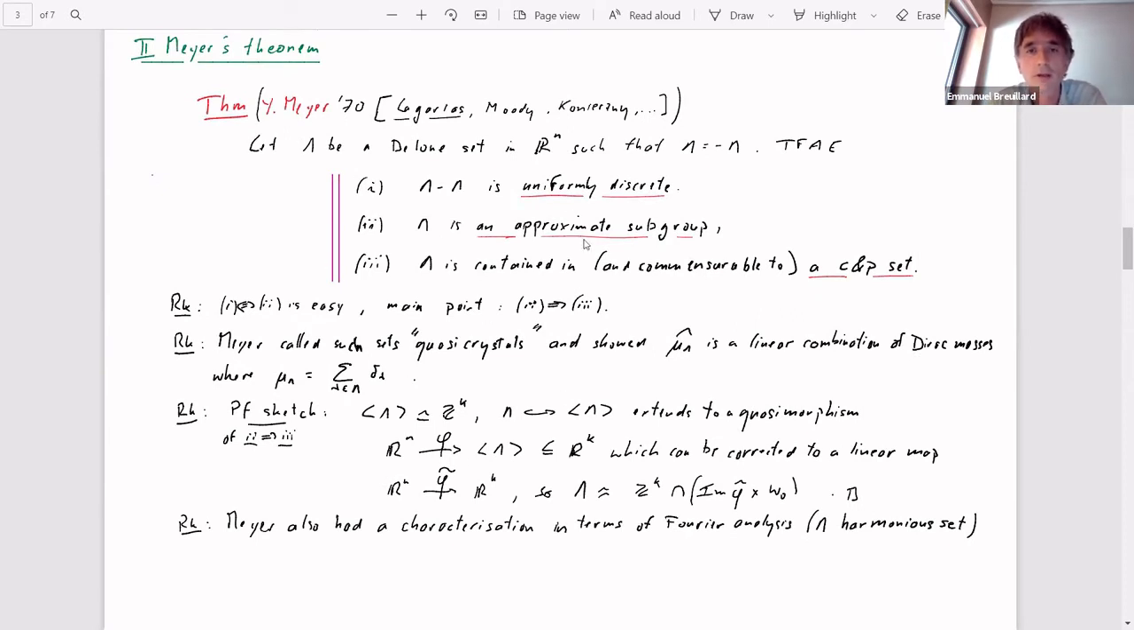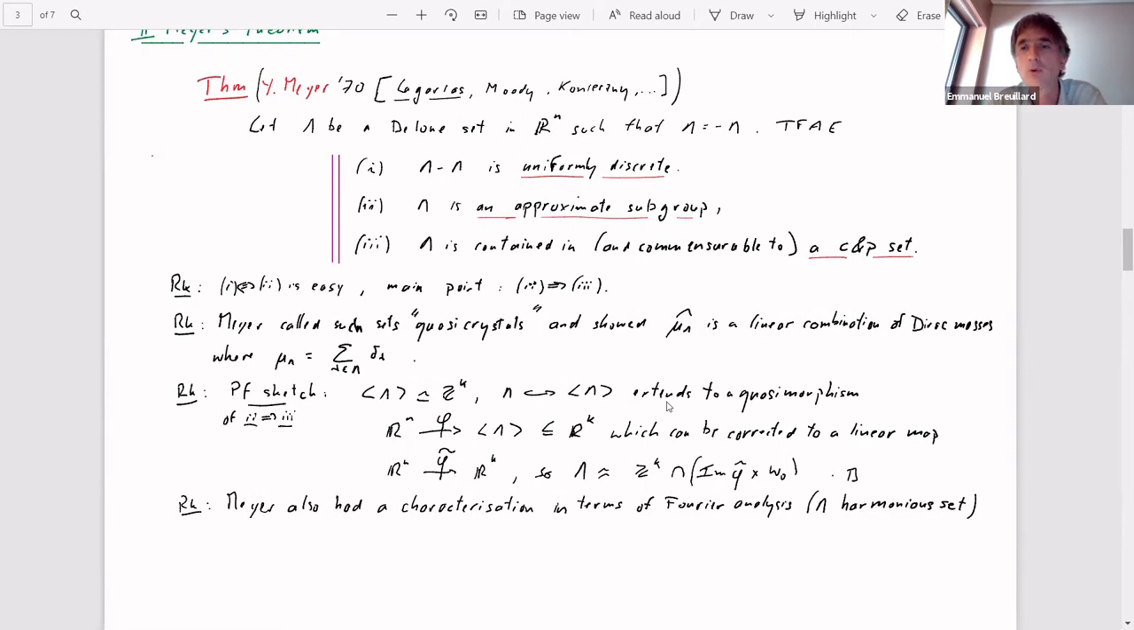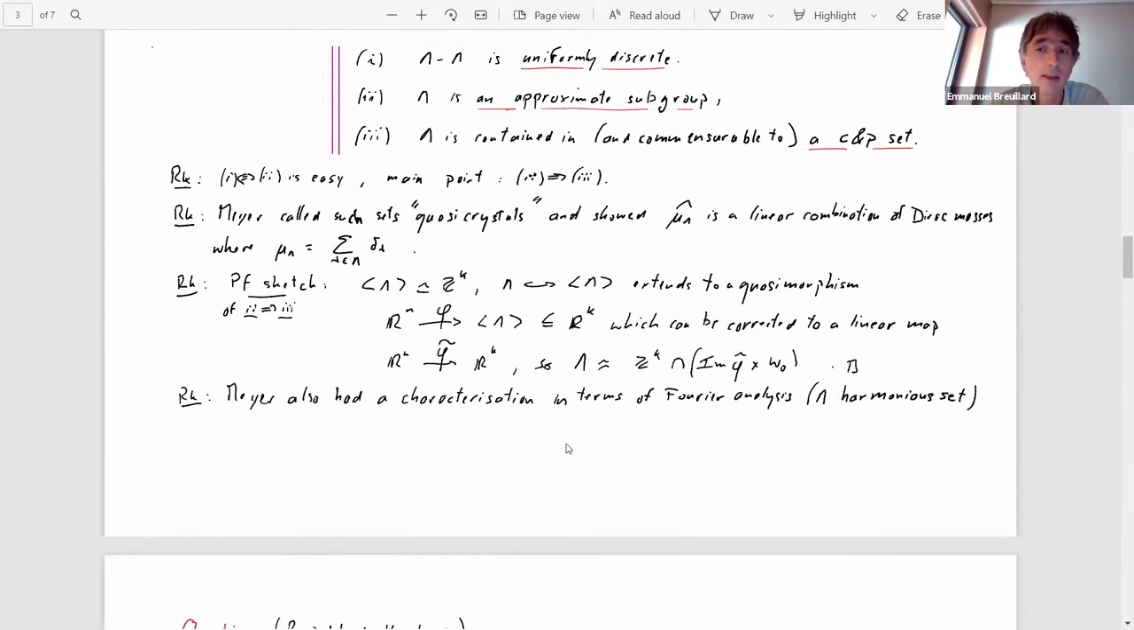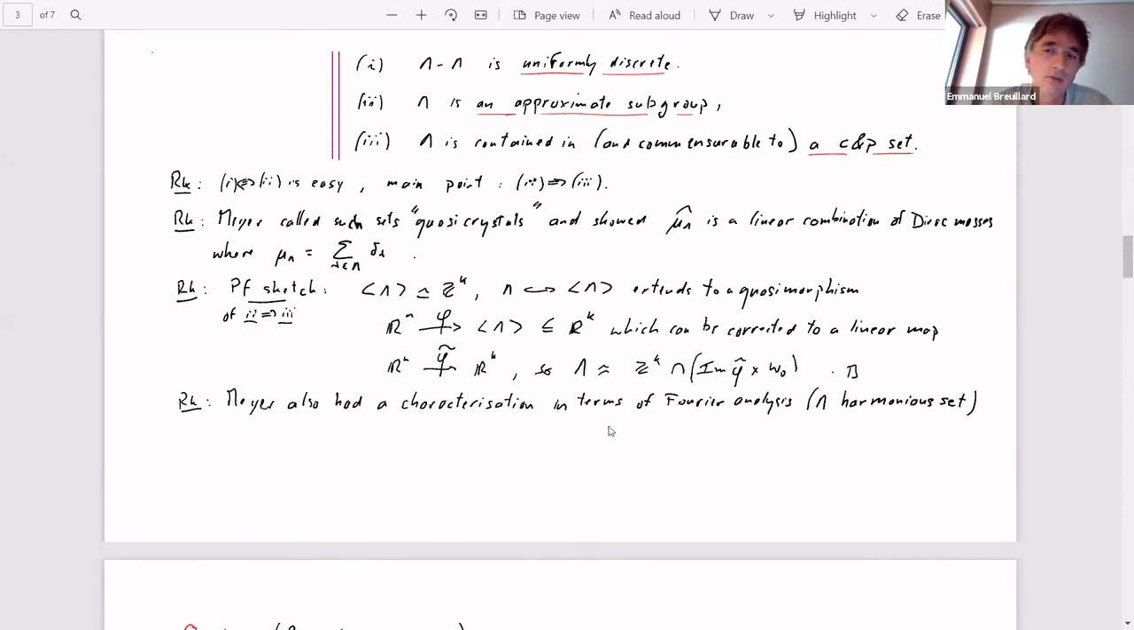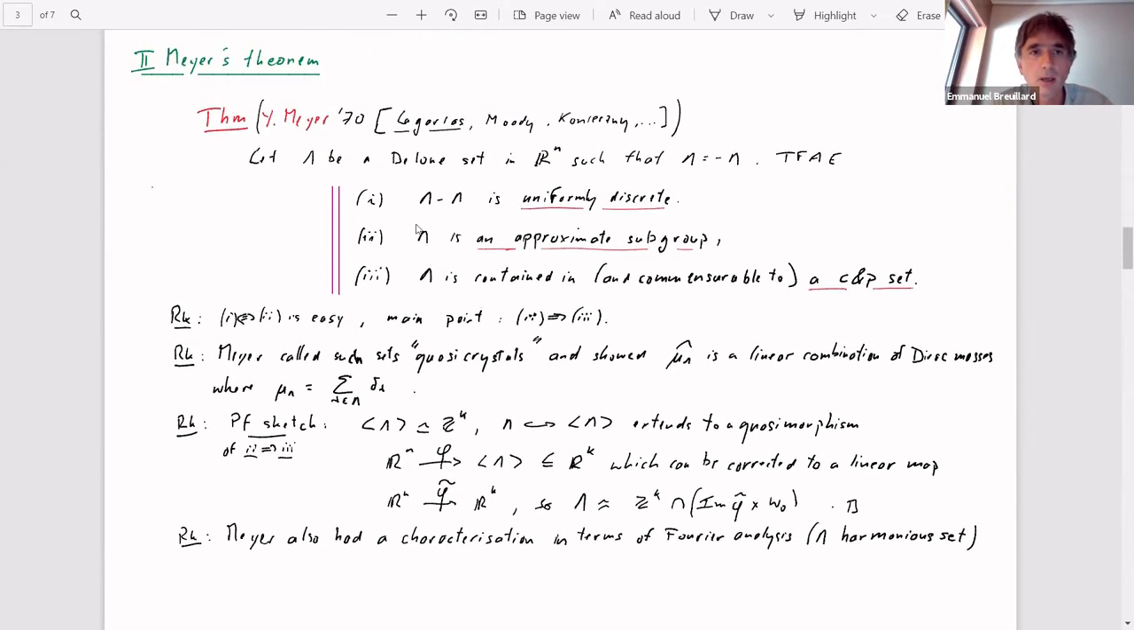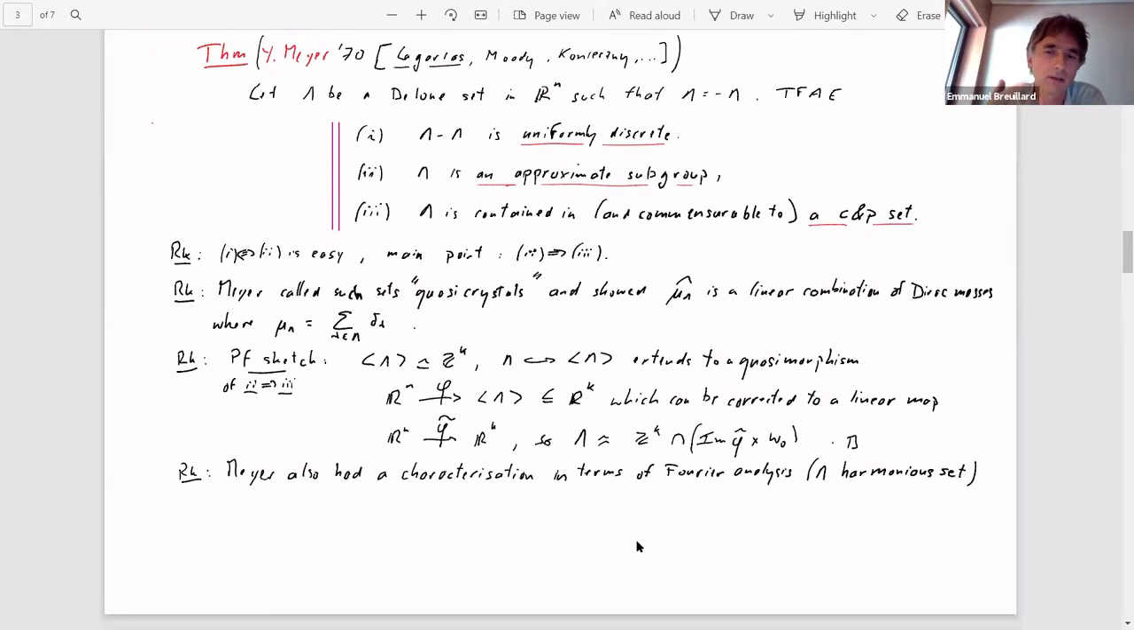The proof of Meyer is not very difficult, but the main point is to realize that if you are an approximate subgroup, then the injection from lambda to the group it generates, which we know is finitely generated because it's FLC, is a quasimorphism. And it's well known that quasimorphisms in abelian groups can be corrected to actual morphisms, to linear maps. Once you have corrected the quasimorphism, then you have a splitting of R^k, and this gives you the cut and project construction. I should mention also that Meyer had a fourth equivalence here in terms of what he called harmonious sets in Fourier analysis.